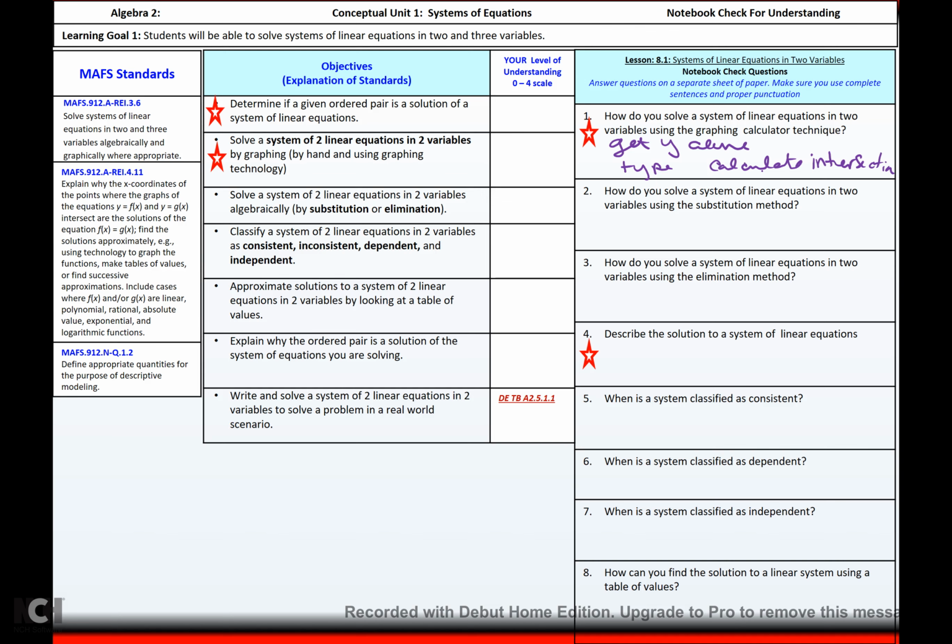And describe the solution to a system of linear equations. Well, now we've seen it where there can be one solution or no solution, which is when they're parallel. Again, explain when that happens. Or infinitely many, which is when you have the same line, so explain when that happens.